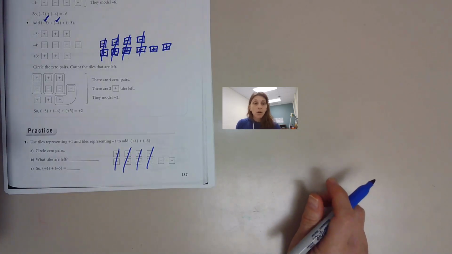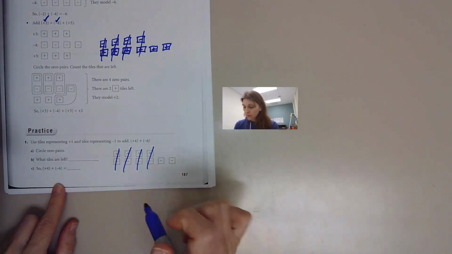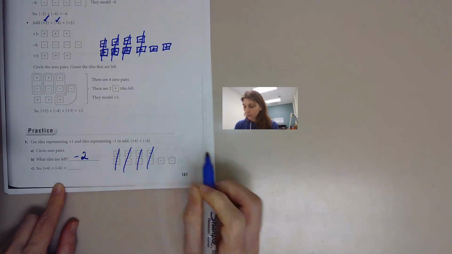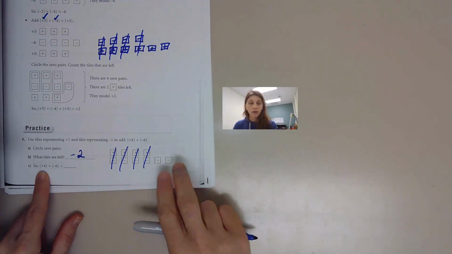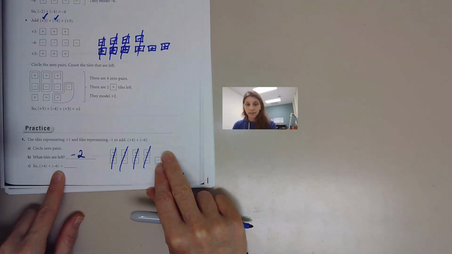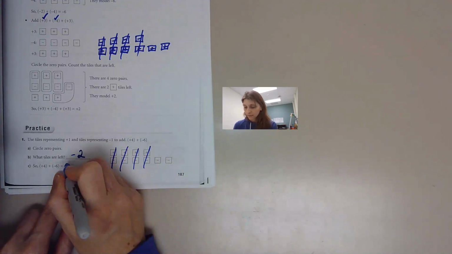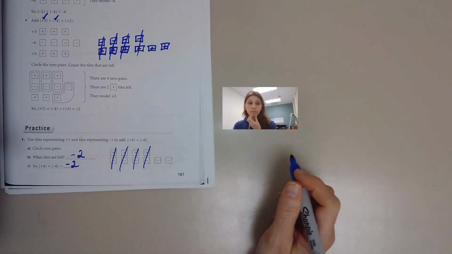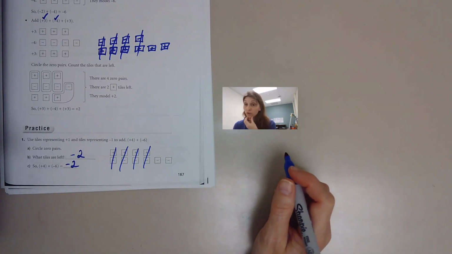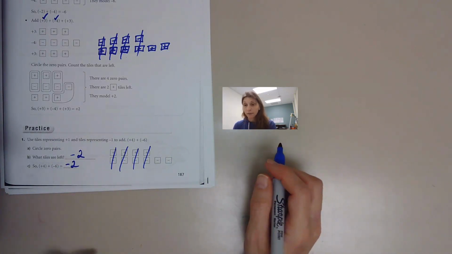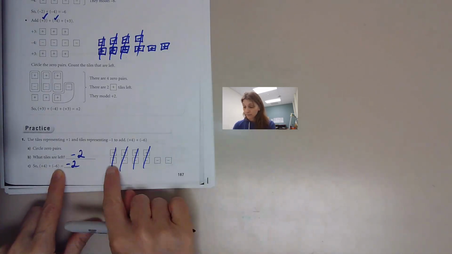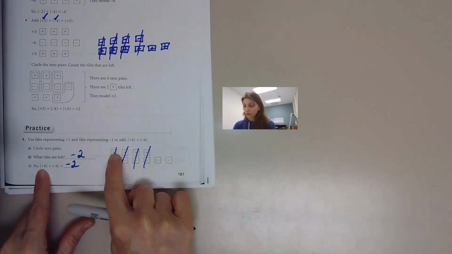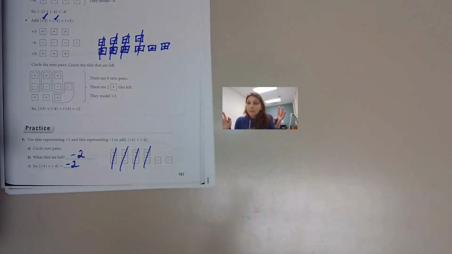Okay, what tiles are left? -2. 2 negatives are left. So +4 plus -6 is the same thing as -2. If we switch those around, the same answer would happen. Or if we went -6 plus +4, the same thing's happening, right? All that's left are -2.